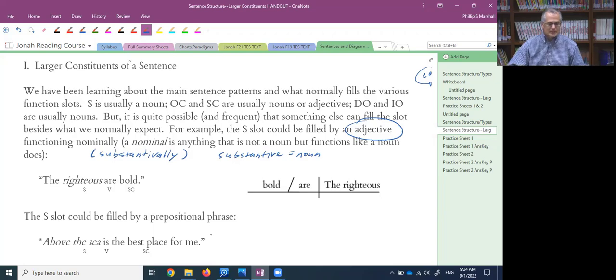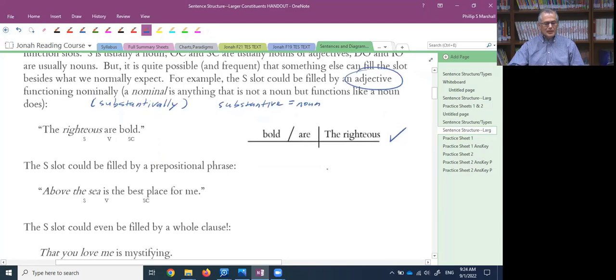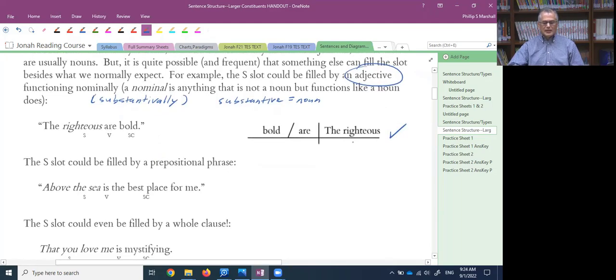All right, so example, the righteous are bold. Subject, verb, subject complement type of sentence. We've got a nice structure right there. Okay, but look at our example. The subject slot could be something besides a substantival adjective functioning as a noun. I could have a prepositional phrase functioning as a noun, so to speak, right? The prepositional phrase could be the subject. Above the sea is the best place for me.